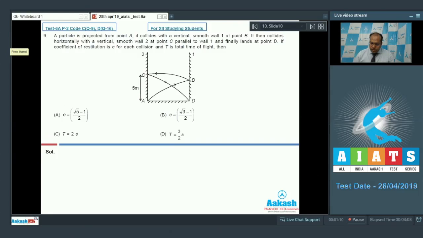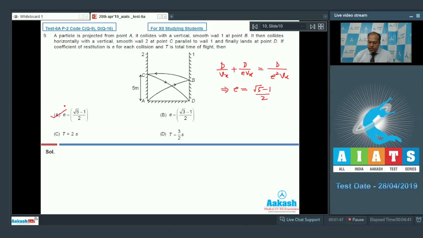So in that situation, if Vx is the horizontal component of velocity of the particle, then we can write d divided by Vx, this is the time from A to B, plus d divided by E Vx, that is the time from B to C, and that must be equal to d divided by E square Vx, that is the time from C to D. So on solving this, the value of E comes out to be (root 5 minus 1) divided by 2. So option A is correct and B is wrong.